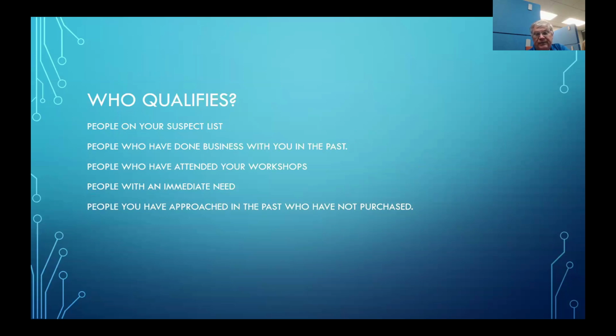So who qualifies for a free trial? People on your suspect list, people who have done business with you in the past, people who have attended your workshops, or maybe didn't attend the workshop, people with an immediate need. And if you get somebody who's sitting on a deathbed, maybe you need to get in there and get that done. You still have to get a notary and a witness. And people you have approached in the past who have not purchased. These are all people. And again, you folks out in California say, I want to do Zoom. Do it right. So let's move on here.